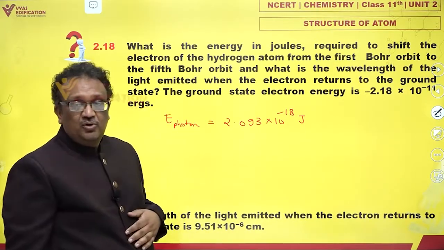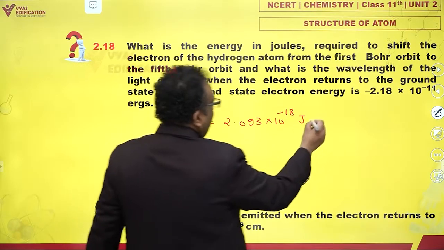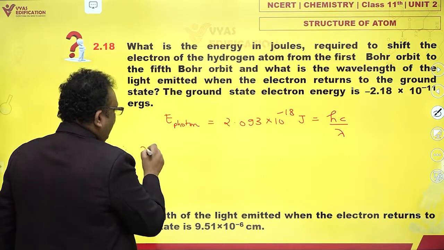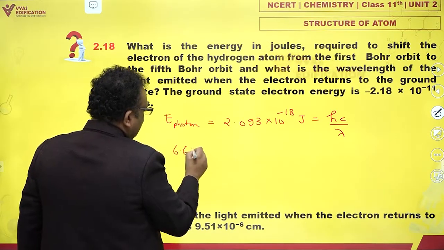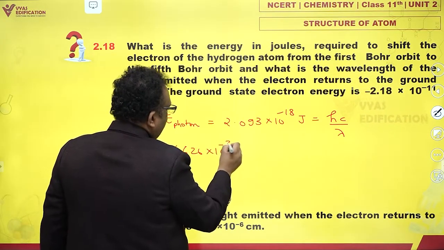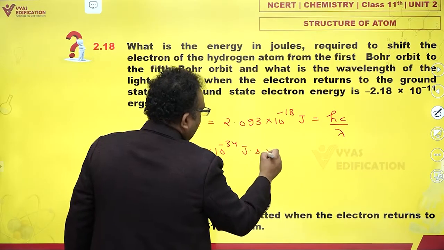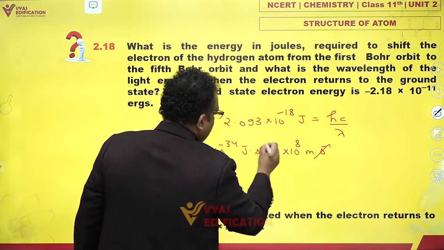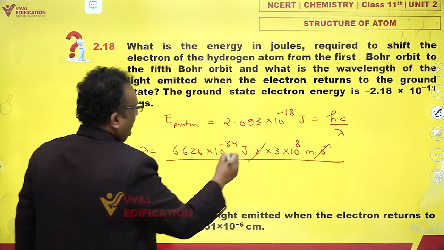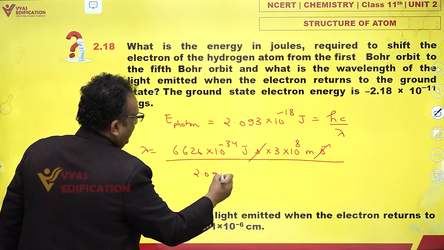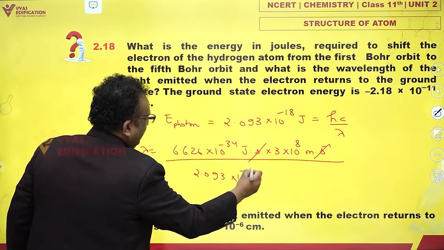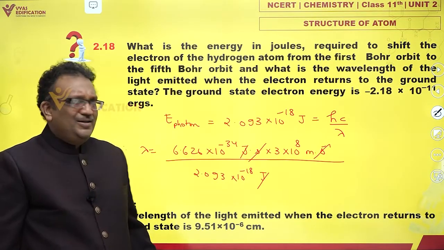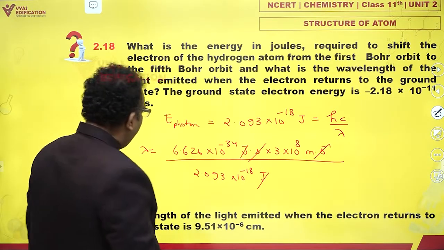This is the energy of the photon emitted, which will be equal to hc by lambda. The lovely lambda is h, 6.626 into 10 raised to minus 34 joule second, into c, 3 into 10 raised to 8 meters per second, divided by 2.093 into 10 raised to minus 18 joules. Fascinating. Let's solve this out. How much does that give me?